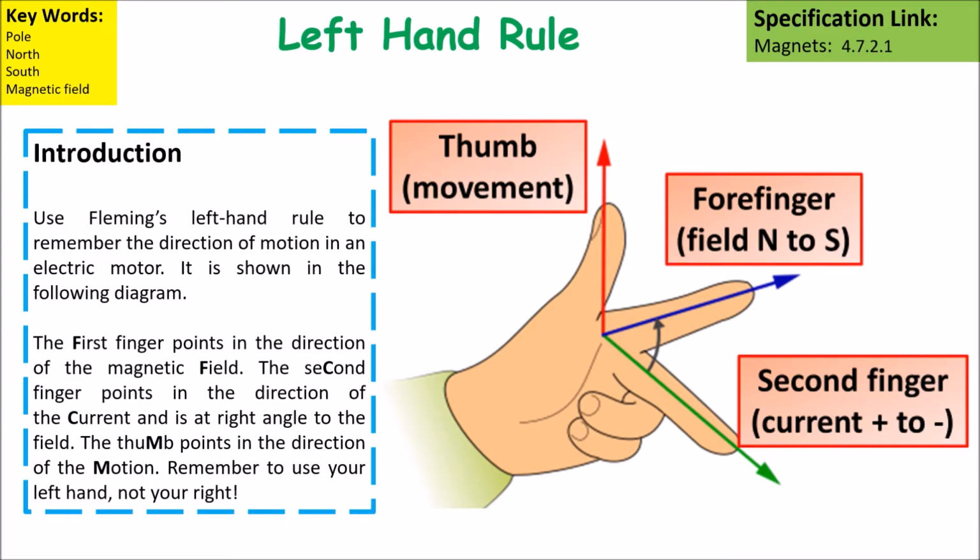So, if we're looking at using Fleming's left-hand rule to remember the direction of the motion in an electric motor, it is shown in the diagram to the right. The first finger points in the direction of the magnetic field. The second finger points in the direction of the current, and this is at a right angle to the field. And the thumb points in the direction of the motion of the wire.